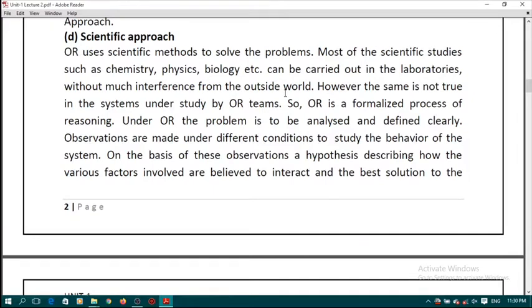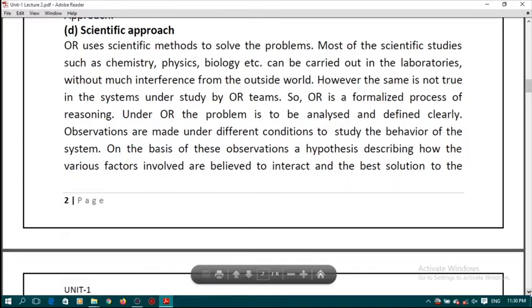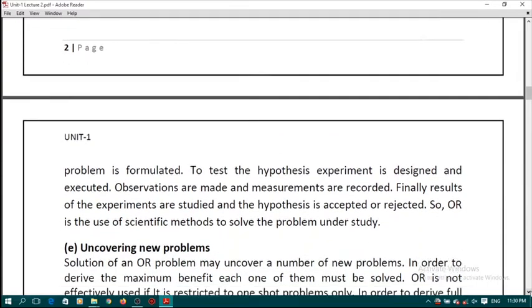However, the same is not true in the system under study by the OR team. So OR is a formalized process of reasoning. Under OR, the problem is to be analyzed and defined clearly. Observations are made under different conditions to study the behavior of the system. On the basis of these observations, a hypothesis describing how the various factors involved are believed to interact and the best solution to the problem is formulated.